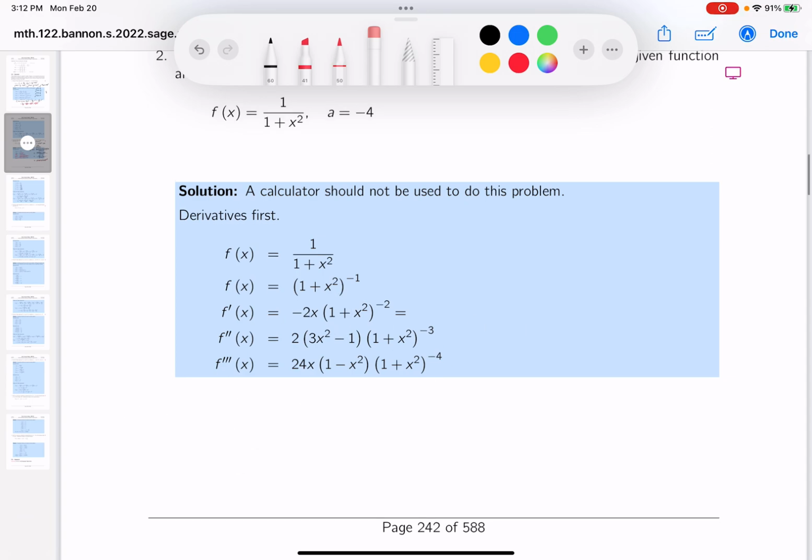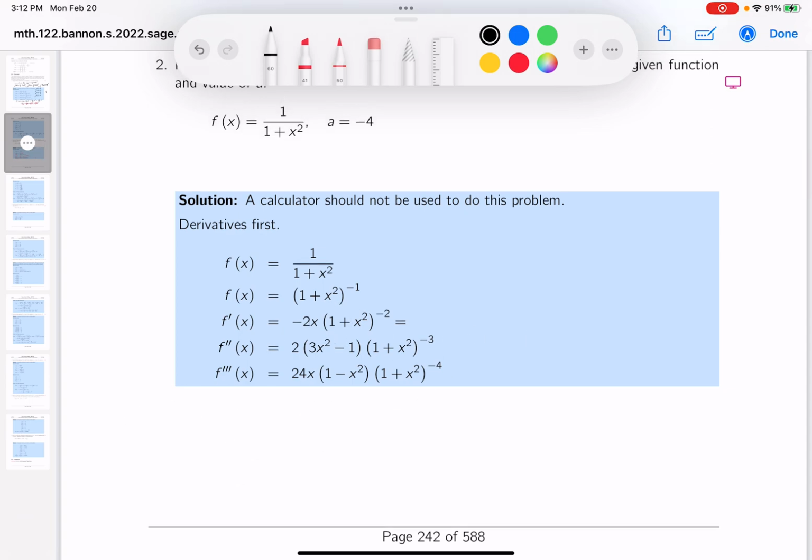The next thing is evaluating these things at minus 4. And if it's easy, I want to do it. So I want to put down f of minus 4. I believe that's easy to do, by the way. What are you going to get? You get 1 over 17. f prime at minus 4. That also looks relatively simple to do. What are you going to get?